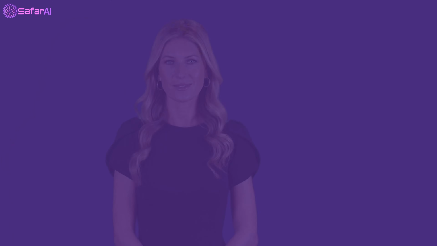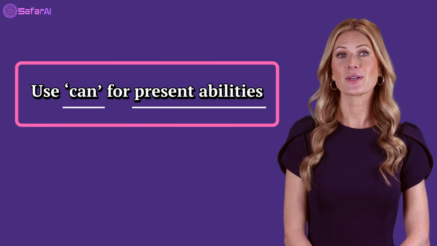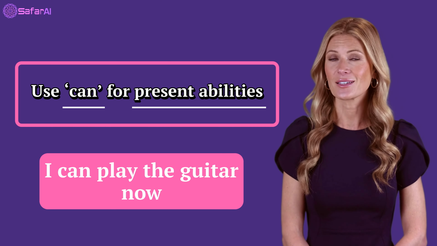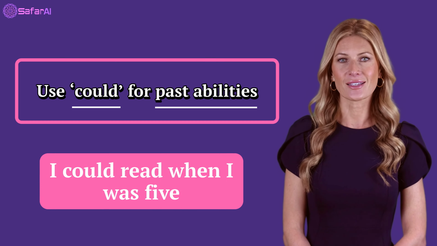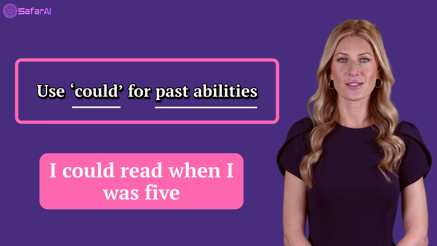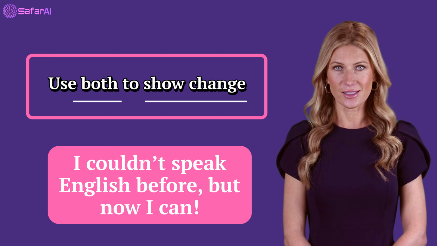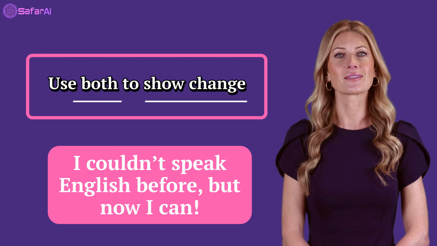Summary. Let's review what we learned today. Use can for present abilities. I can play the guitar now. Use could for past abilities. I could read when I was 5. Use both to show change. I couldn't speak English before, but now I can.